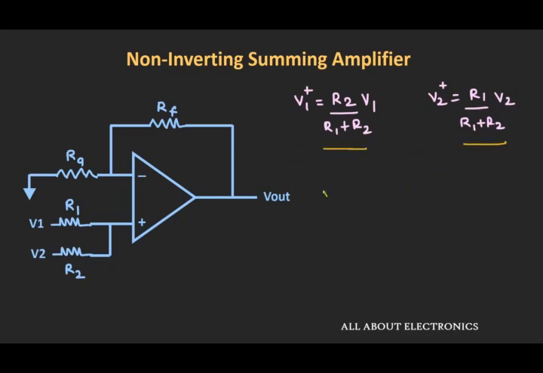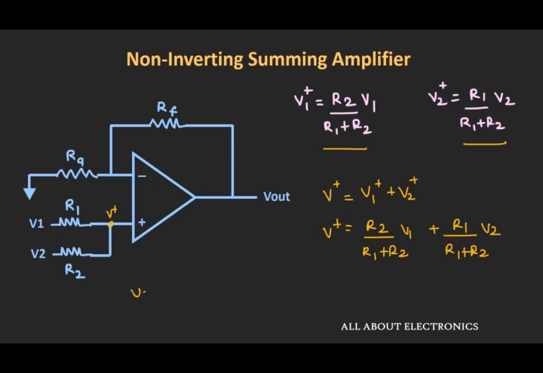So the overall voltage V plus will be equal to the summation of individual voltages, that is V1 plus plus V2 plus, that is equal to R2 divided by R1 plus R2 times V1 plus R1 divided by R1 plus R2 times V2. So this will be the voltage at this end because of this voltage V1 and V2.